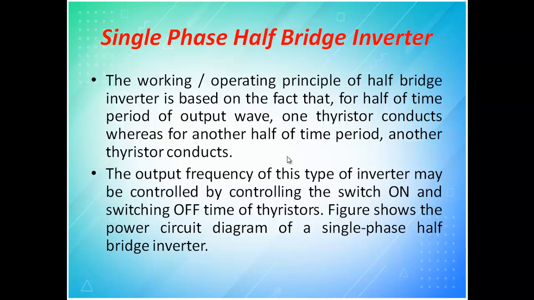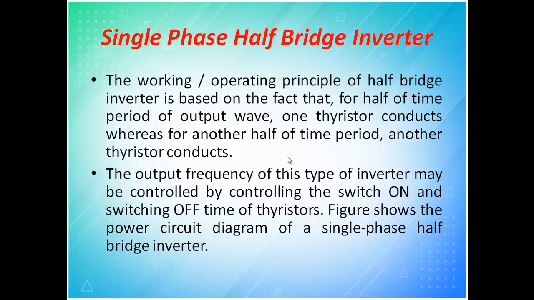The output frequency of this type of inverter may be controlled by controlling the switch on and switch off time of the thyristor. So if you want 50 Hz, the T on and T off put together should be 1 by 50, which is nothing but 0.02, which is nothing but 20 milliseconds. So one positive half cycle plus one negative half cycle should be completed in 20 milliseconds. Then the positive half cycle should be 10 milliseconds and the negative half cycle should be 10 milliseconds.